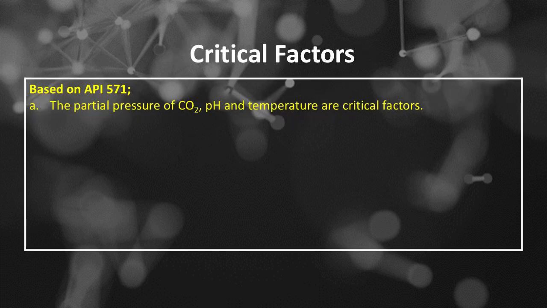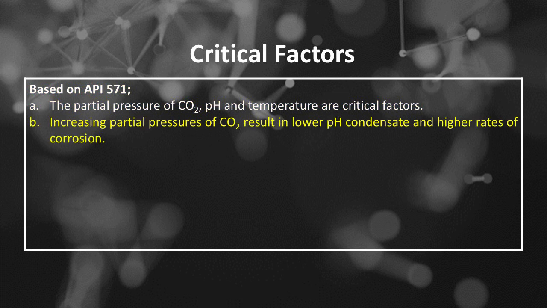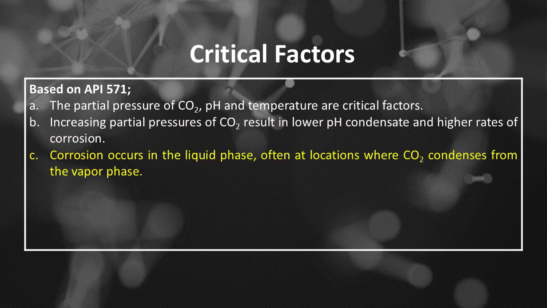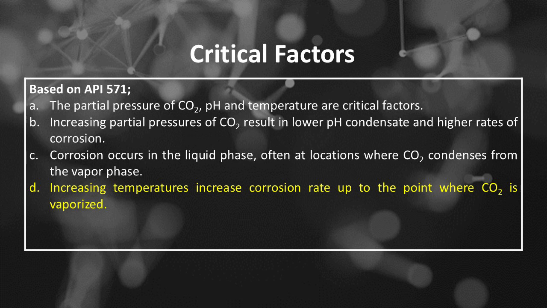CO2 corrosion critical factors based on API 571: the partial pressure of CO2, pH and temperature are critical factors. B, increasing partial pressures of CO2 result in lower pH condensate and higher rates of corrosion. C, corrosion occurs in the liquid phase, often at locations where CO2 condenses from the vapor phase. D, increasing temperatures increase corrosion rate up to the point where CO2 is vaporized.